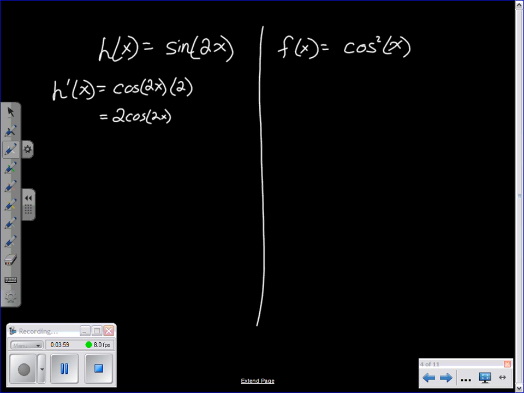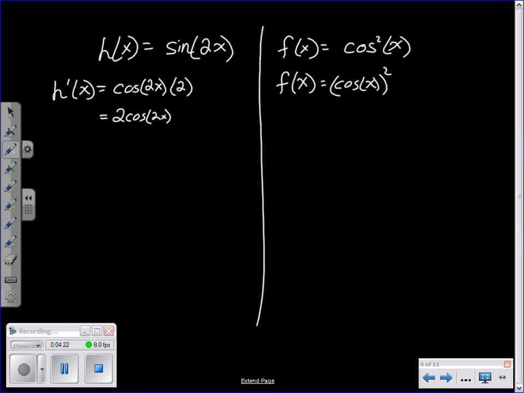and I can simplify this as 2 cosine of 2x. For my other function over here, f of x equals cosine squared of x, let's first rewrite this as cosine of x quantity squared. The notation for trig functions is to write the power after the trig function, leaving the argument by itself, but we can rewrite this as a quantity if need be.